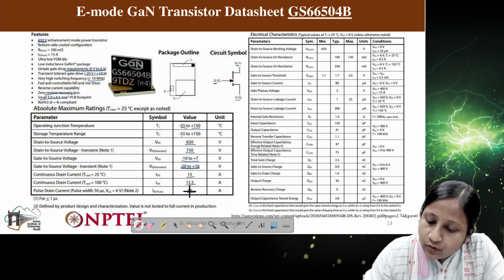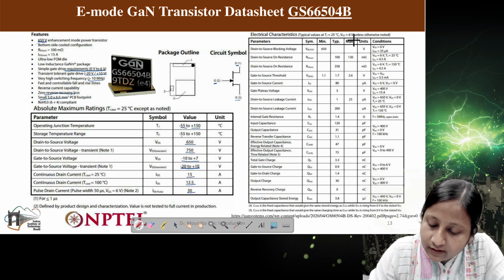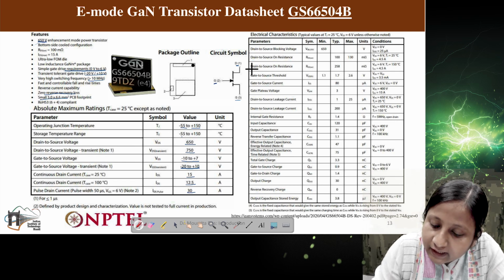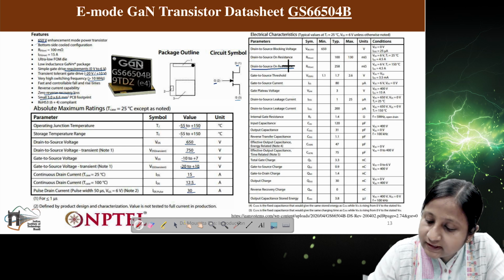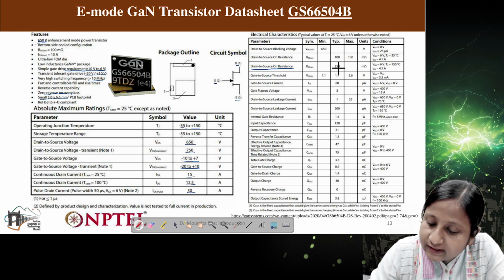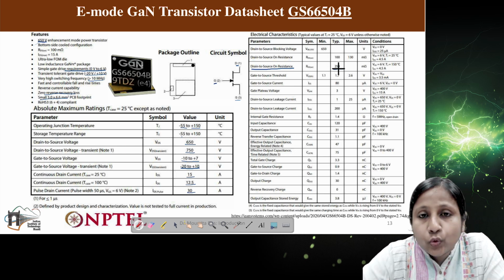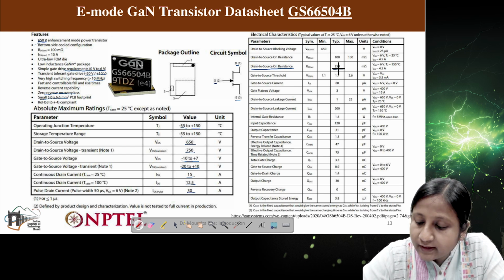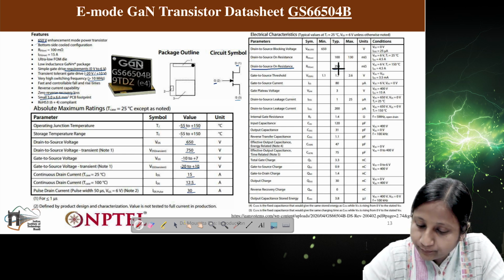Now you can see in the right hand side electrical characteristics for this device is given. So here important thing to notice is that drain to source on resistance. So drain to source on resistance for this particular device is 0.258 ohm or 258 milliohm. So you can understand from this that conduction loss will be lower.